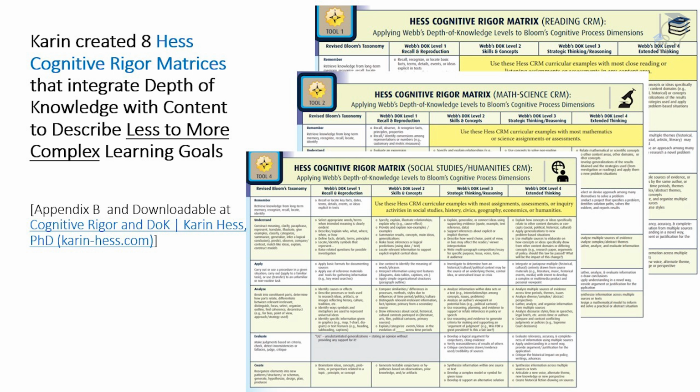An unsupported generalization, kids understand it as an UG. And we've used that phrase in classrooms. That's an UG, you need supporting evidence for.